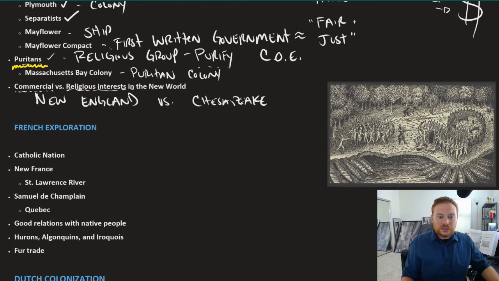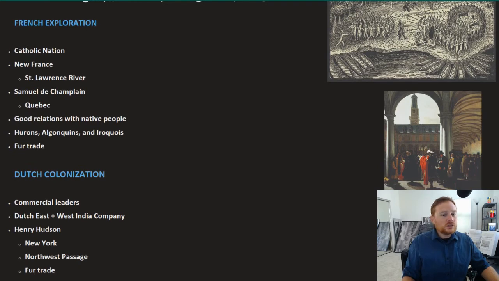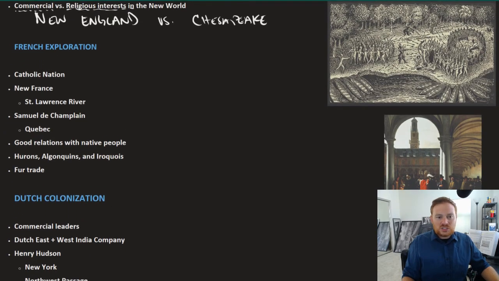In addition to England, and we'll get back to England and talk much more about England, there's also a somewhat significant amount of French and Dutch colonization of the New World. Again, each of these nations is still trying to get their own piece of the pie. They both want to make money, the French and the Dutch, but they also have cultural and religious motives that are pushing them. So in terms of France, France is primarily a Catholic nation.